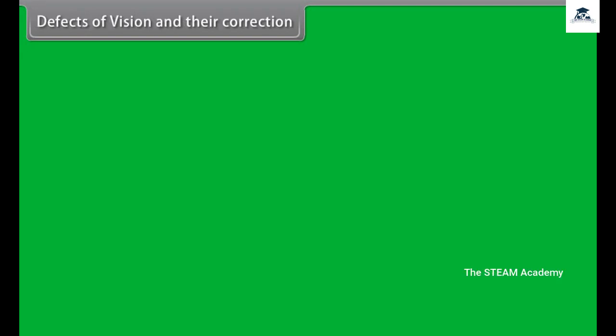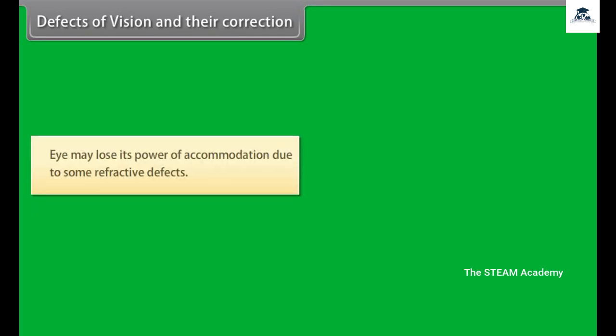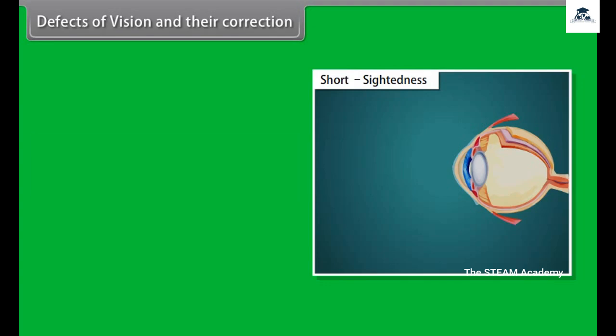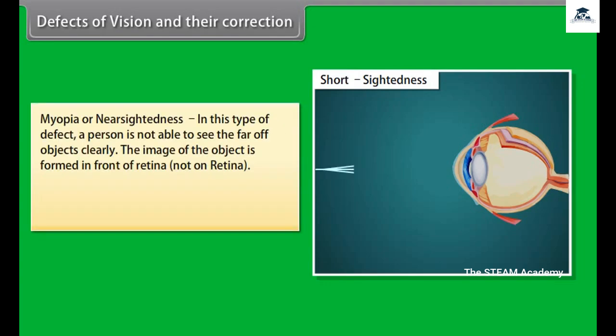Defects of vision and their correction. Eye may lose its power of accommodation due to some refractive defects. There are 3 such defects. Myopia or nearsightedness. In this type of defect, a person is not able to see the far-off objects clearly. The image of the object is formed in front of retina.